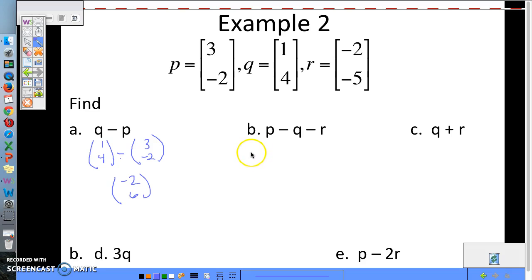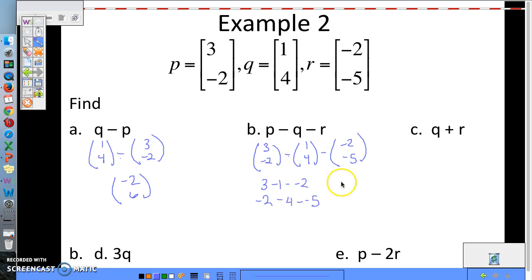Now this next one we're doing 3 right in a row, but we'll do the same thing. 3, negative 2, minus 1, 4, minus negative 2, negative 5. If we subtract these, we have 3 minus 1 minus negative 2, so that's plus, which is a movement of 4. And then the vertical component, negative 2 minus 4 minus negative 5. Negative 2 minus 4 is negative 6, plus 5 is negative 1.